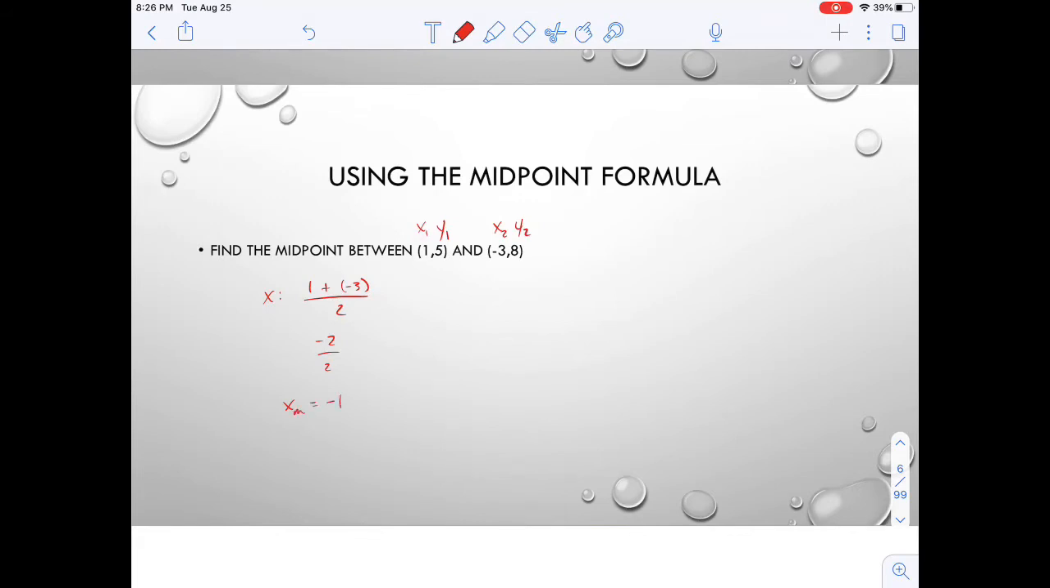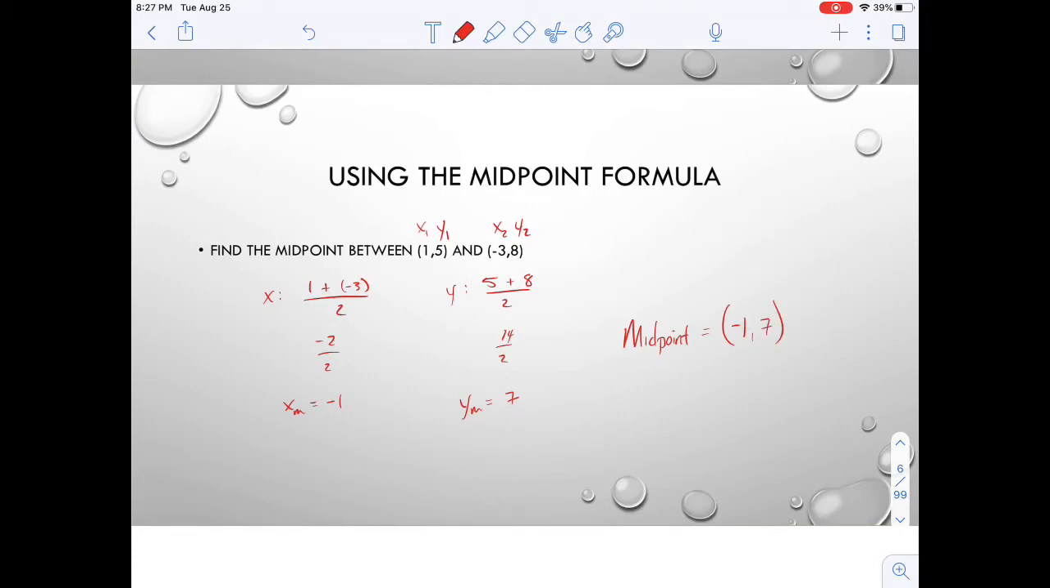and I get an x coordinate for my midpoint of negative 1. For my y coordinate, I'm going to average the y coordinates. So we're going to have 5 plus 8, all divided by 2, or 13 divided by 2, or I'm going to get a y coordinate for my midpoint of 7. So here my midpoint is going to be the point negative 1 and 7.